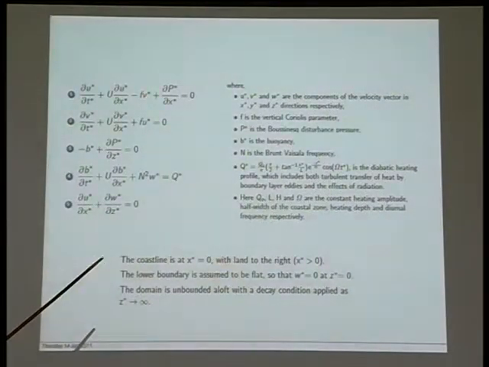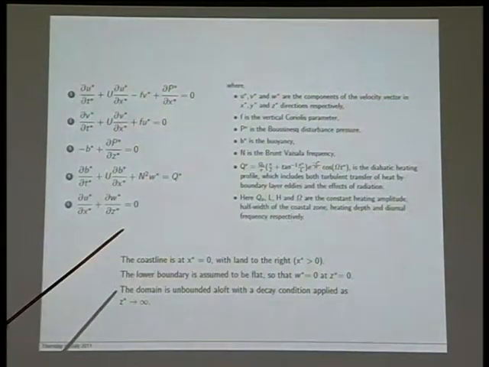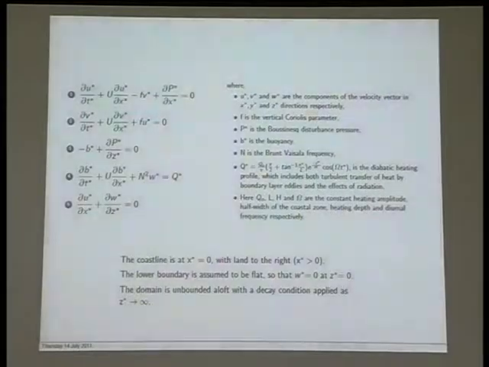It's a sort of a model, and the source is given by Q naught, with variation with respect to X and Z given in that expression. It's basically a fit to some observations. The coastline is at X star equal to 0, with land to the right and sea to the left. The lower boundary is assumed to be flat, so you have a zero boundary condition for the vertical velocity, and the top is unbounded, and the decay condition applies.